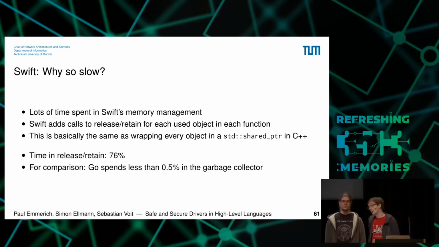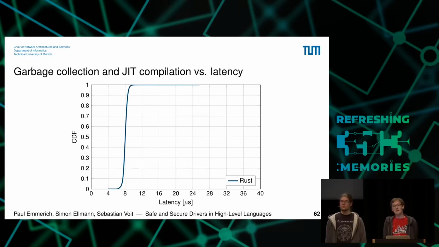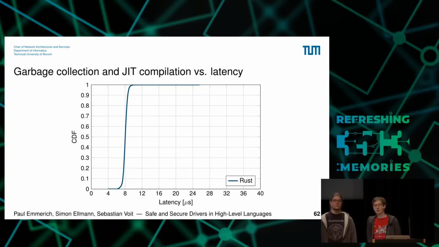The question is now, is it a good idea to have a garbage collector in something like a driver? The good thing is we can measure that because we have this forwarding application, and we did that. We measured the latency of all the packets that we forwarded. This latency was measured at around 16 million packets per second. What you see here is the cumulative distribution function of the latency of Rust. This is basically an almost perfect normal distribution centered at around 8 microseconds, which is a very nice result. For comparison, a hardware switch takes around 1 microsecond to forward a packet, but 8 microseconds for a software forwarding solution is really nice and fast.